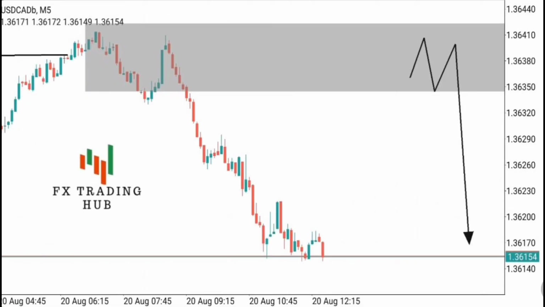All right, for here now you can see this is USDCAD. This setup, I shared it in our group.